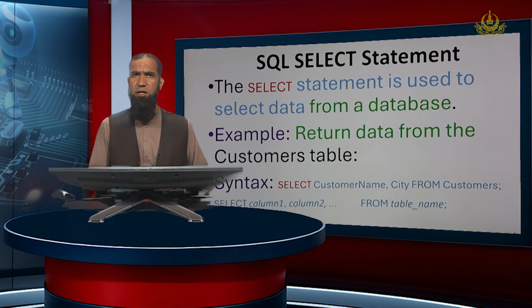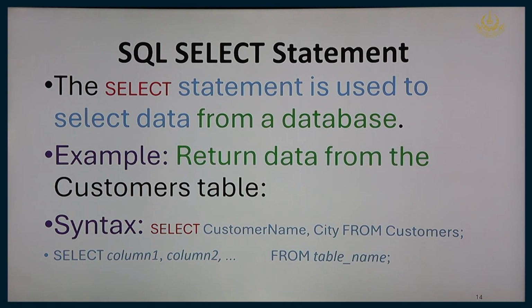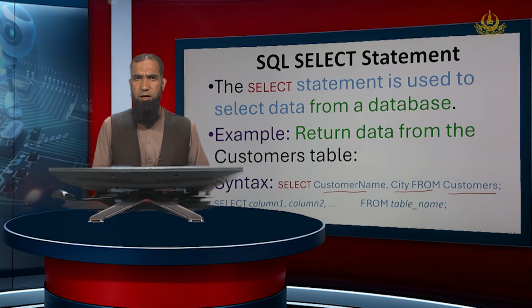A typical SQL query has the following structure as given: select customer name, city from customers. So basically we are selecting two columns, customer name and city, from the customers table. In this situation, the records of all the customers and their cities will be displayed. This is sometimes called the query skeleton. Almost every SQL query follows this format. So let's break it down.